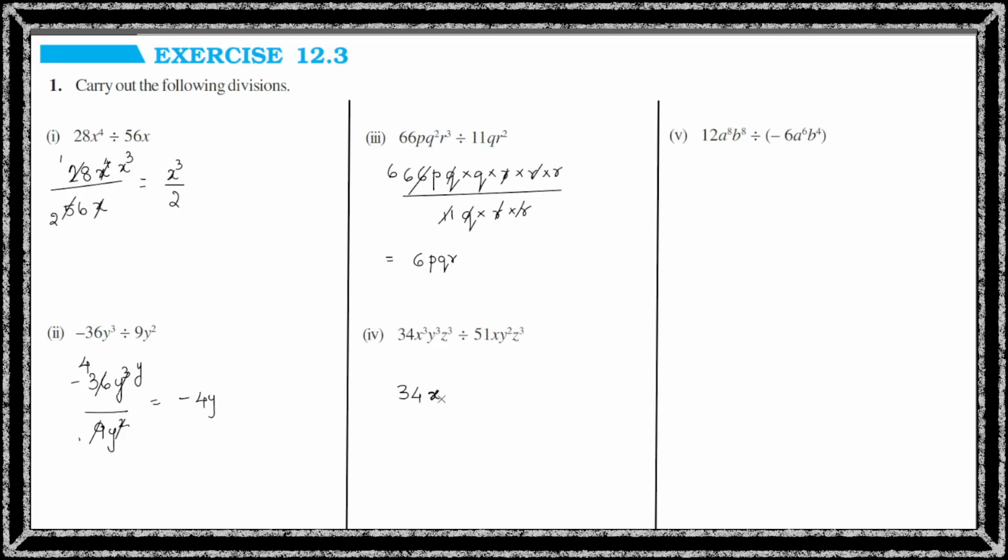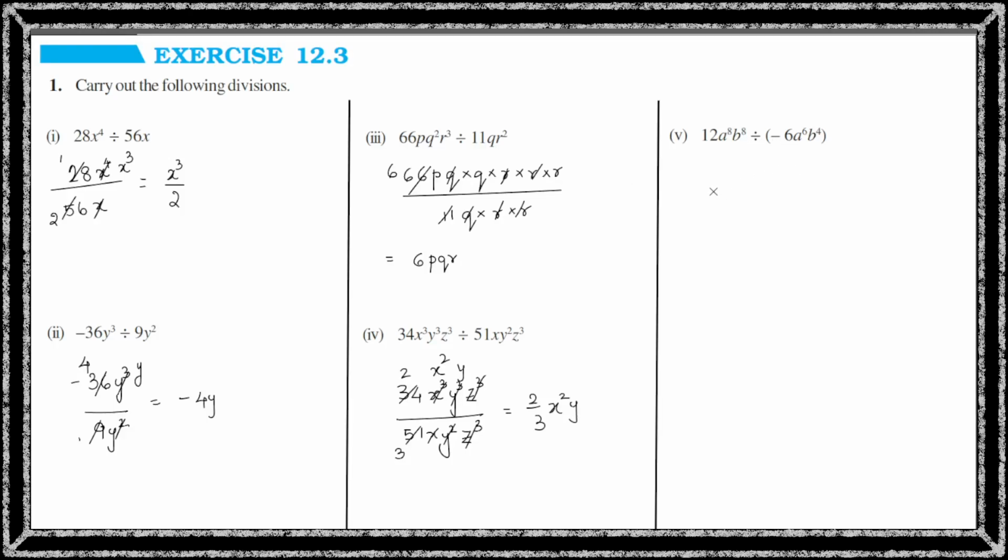Next I have 34x cube y cube z cube by 51x y square z cube, right? So if you look at 17 table, 17 2s is 34, 17 3s is 51, and 1x gets cancelled, I have x square left, and 2 y's get cancelled, I have y left, and z cube and z cube get cancelled. So I have 2 by 3 x square y, right?